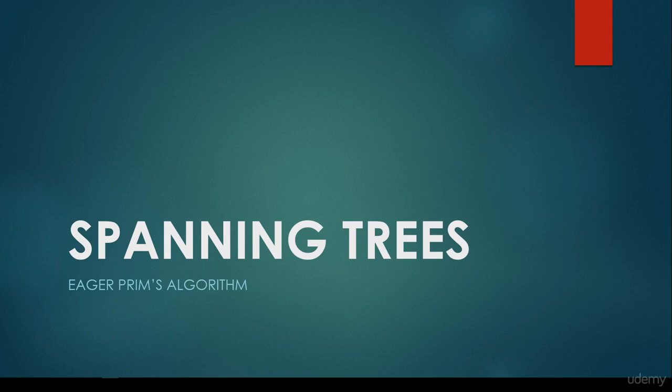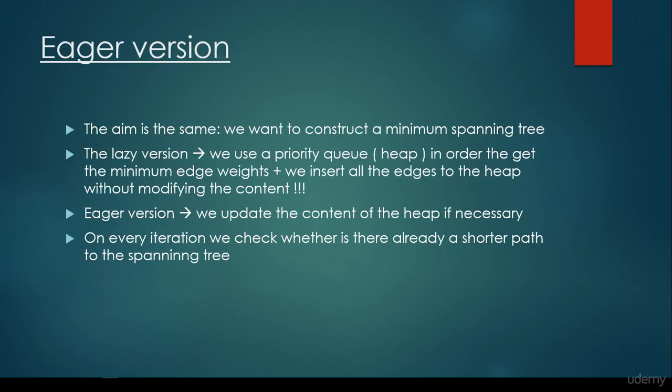Hi, in this video we are going to talk about spanning trees again, but instead of considering the classical algorithm and the lazy implementation of the Prim-Jarník algorithm, we are going to talk about the eager implementation of the Prim-Jarník algorithm. So basically, the aim is the same. We want to construct a minimum spanning tree.